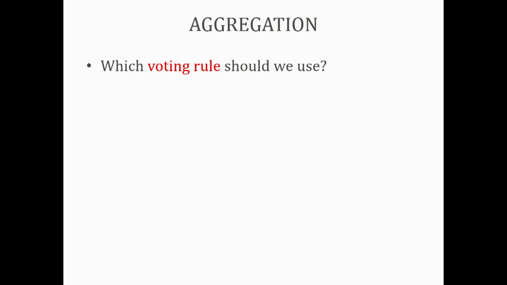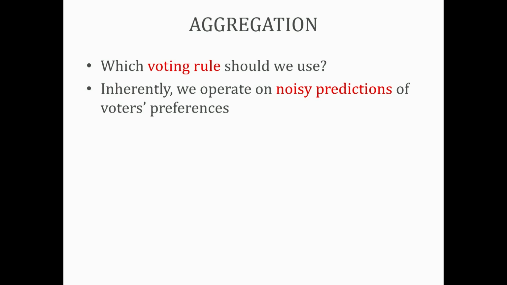The framework to be thinking about this sort of aggregation is voting. Okay? It's a very rich field, social choice, that tells us how to do these things. However, as opposed to traditional social choice, here the predictions are noisy. We don't have actual votes. We have predictions of votes. So that should affect our choice of voting rule.